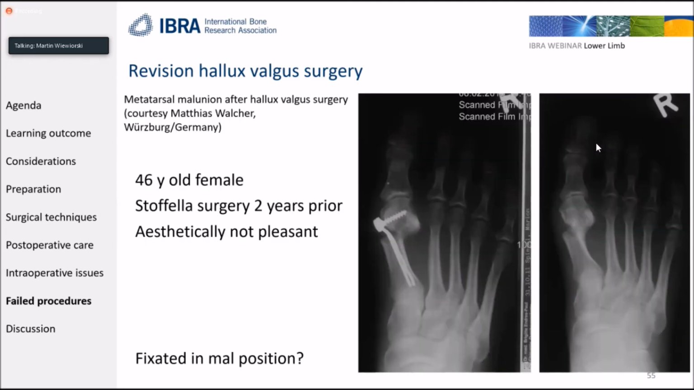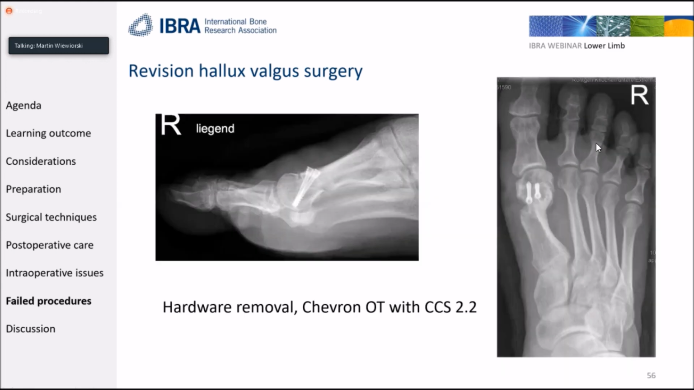So this is a 46-year-old female. She's got this malunion of the Hallux Valgus surgery. This case was sent to me by Matthias Weicher, a friend from Würzburg in Germany. This was called the Stoffella procedure. I haven't done it myself. It's the first time I actually saw this kind of surgery, but you can see something is going on here. This distal fragment is malrotated. She was also in pain and it was basically fixed in a malposition, and this is how he fixed this problem.